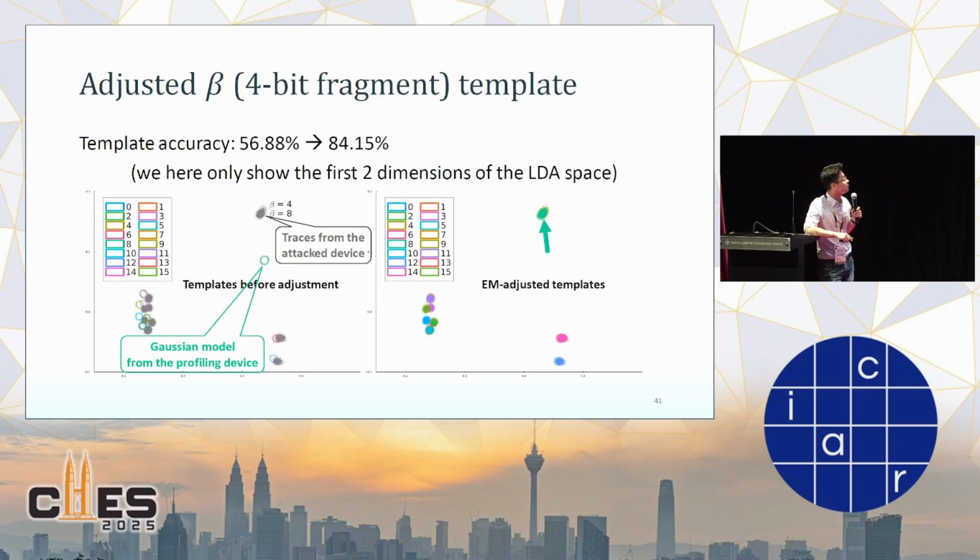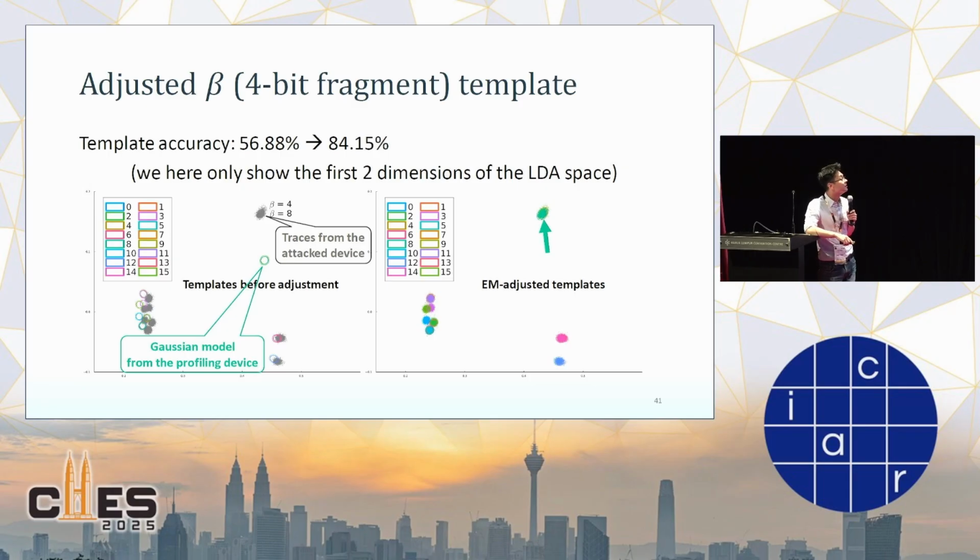Now let's show the actual result of our EM adjustment to our templates. Here is the beta template, that is the 4-bit fragment template. In this graph, we can see that this Gaussian template misses its mark by a lot, and this one misses it by a little. With the help of our EM adjustment, all our Gaussian templates find their own data clusters. As a result, we can improve our template accuracy from 56% to 84%.